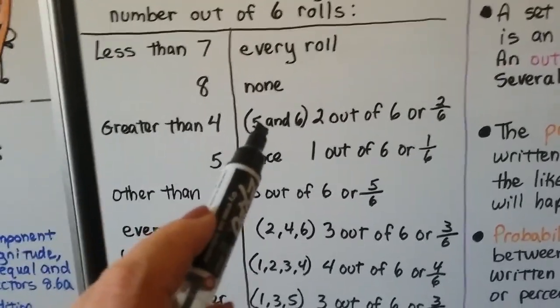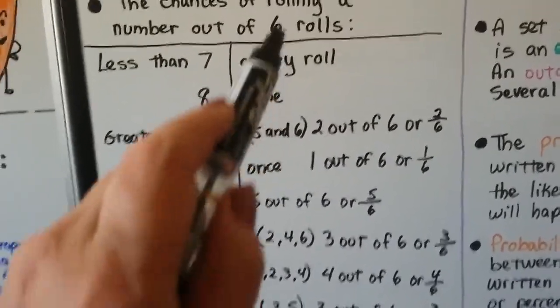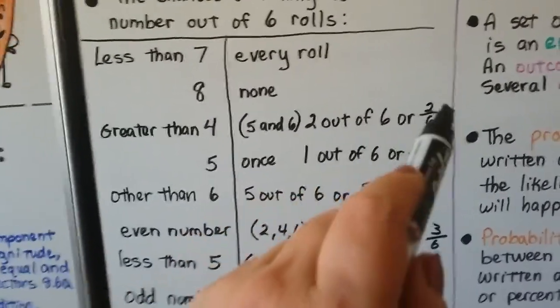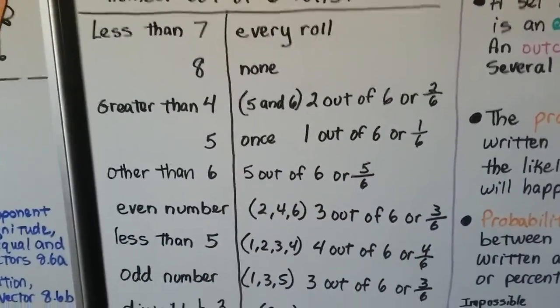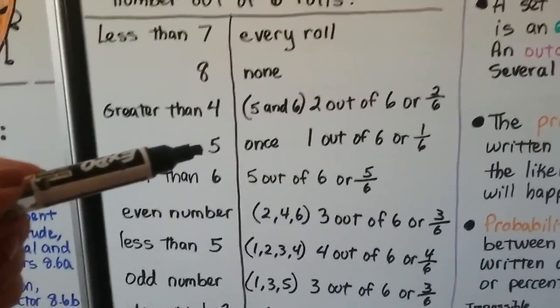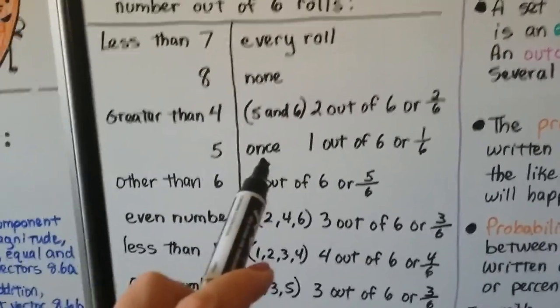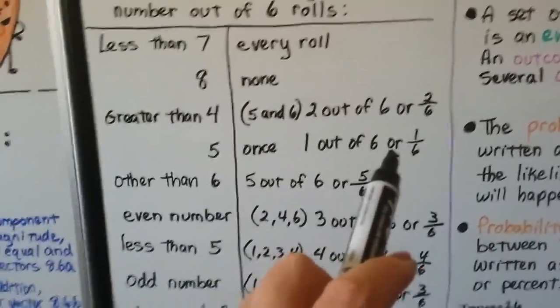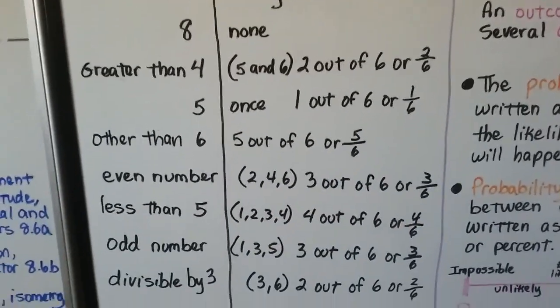Well, there's only the numbers 5 and 6 that are greater than 4, and if we're doing 6 rolls, that's 2 out of 6, or 2/6. We could even say 1/3, couldn't we, if we reduce it? What are the chances of rolling a 5? Well, that's just once, because there's only one side that has a 5 on the die. That's a 1 out of 6 chance, or 1/6.